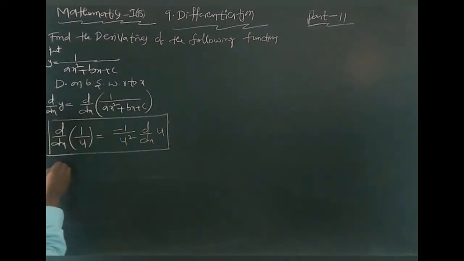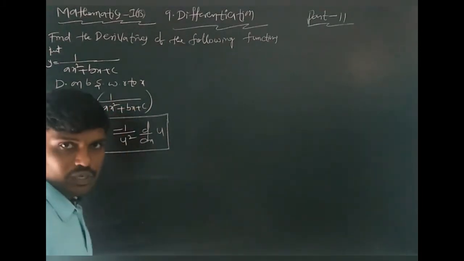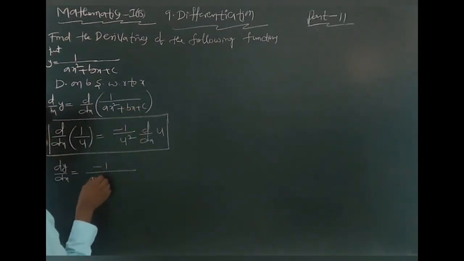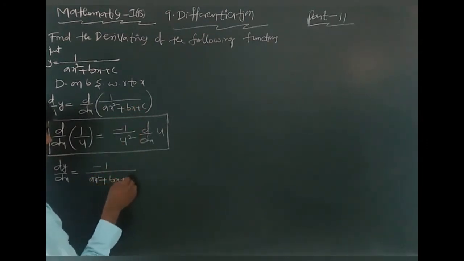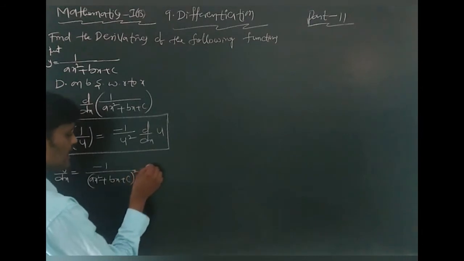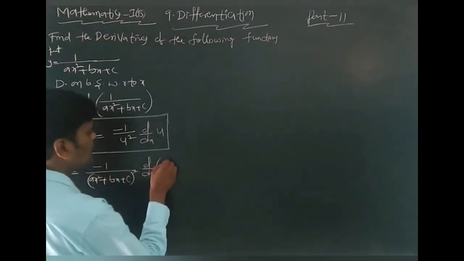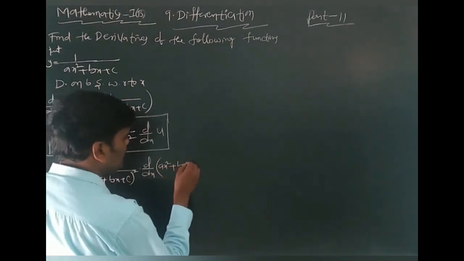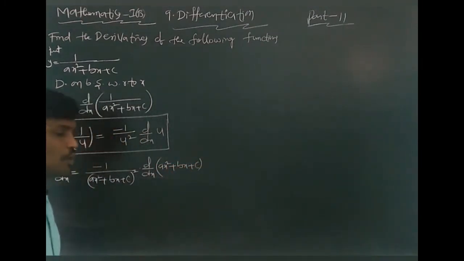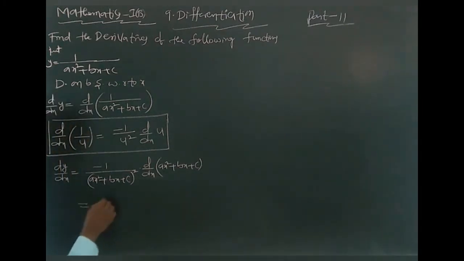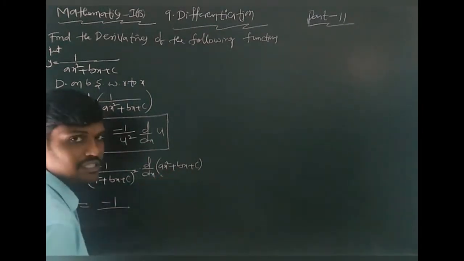Nothing but you can write dy by dx is equal to minus 1 by u square, that is (ax square + bx + c) whole square, into the derivative of u. u is nothing but ax square + bx + c. This is u: minus 1 by u square into the derivative of u. After that, you can separate the derivative of these terms.